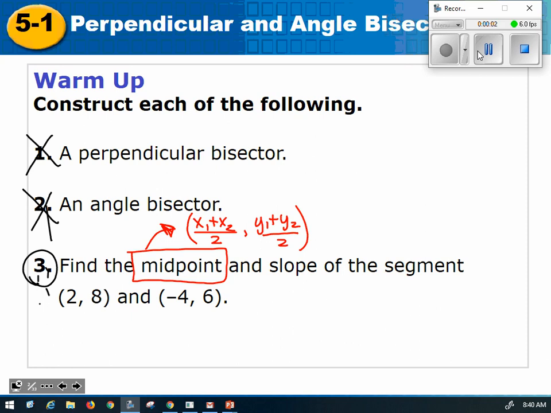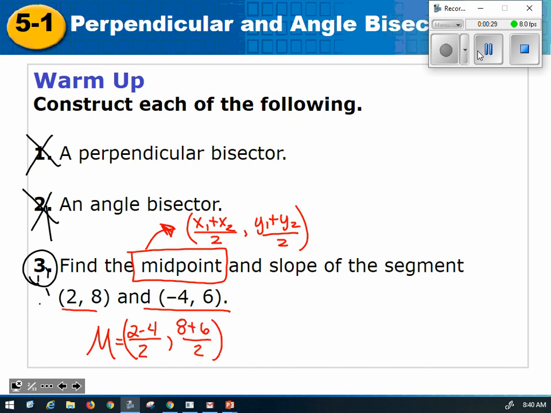So let's plug in our values here for our midpoint. If we plug those in, what are we going to add here in the numerator using these two coordinates? Say it again. Good, because it's 2 plus a negative 4, which just is 2 minus 4, divided by 2, comma. And what are we going to plug in for the y's? 8 plus 6, and then divide by 2.